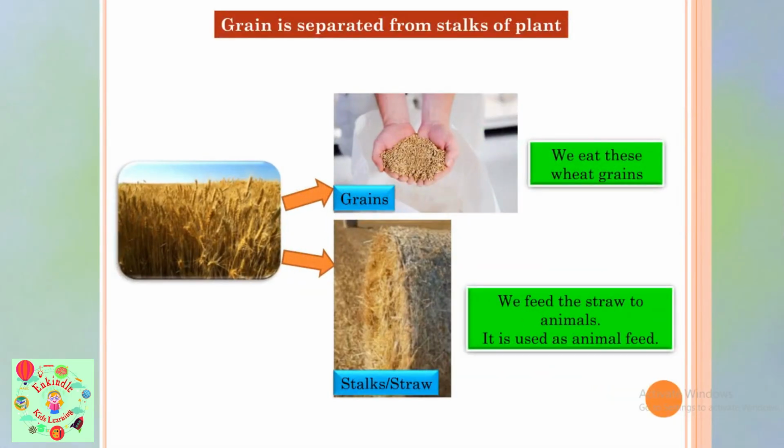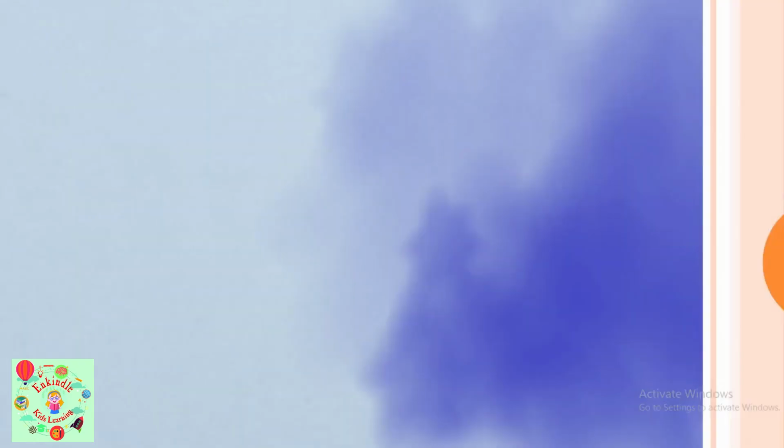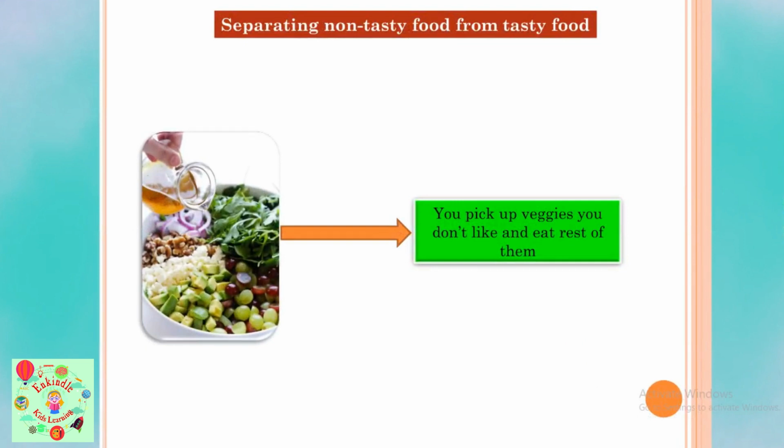Then in a third example, we saw how to separate grains from stalks of plant. Here we eat these grains, whereas we feed the stalks to animals. It is used as animal feed. Later, we saw about separating non-tasty food from tasty food. Here, we took a bowl of salad in which you start picking the veggies you don't like and eat the rest of them. These are all the ways in which we separate one material from another material in our daily life.